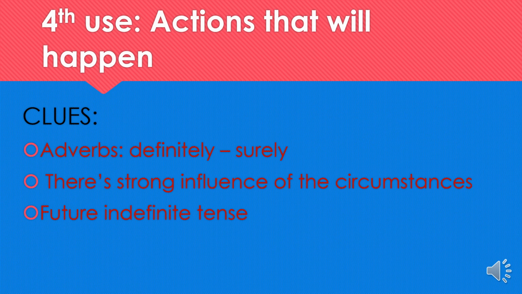The fourth use of the simple future is actions that will happen. That is to say, they will surely or definitely happen. You cannot change anything. There is a strong influence of the circumstances of the context, and they are related to future indefinite tense. That is to say, you don't know when they will happen, but they will surely happen.